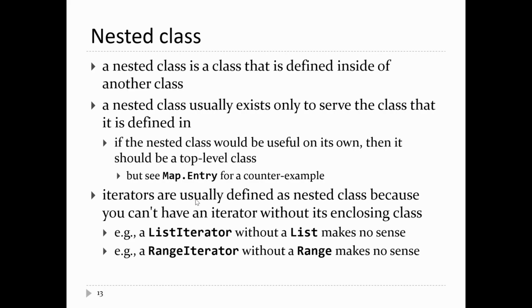Iterators are almost always defined as nested classes, because you can't have an iterator without the enclosing class. There's a class called listIterator that we don't know about yet. It's defined inside the list class. You can't have a listIterator without a list to iterate over. Similarly, you can't have a range iterator without a range to iterate over. And so it makes sense to put these classes inside of the sequences that they're iterating over.